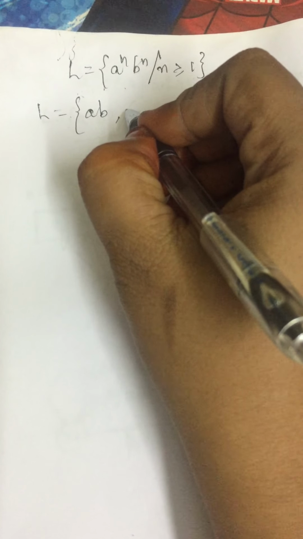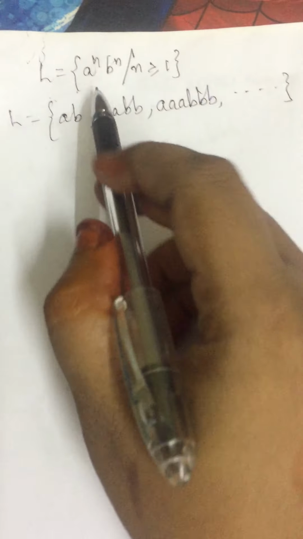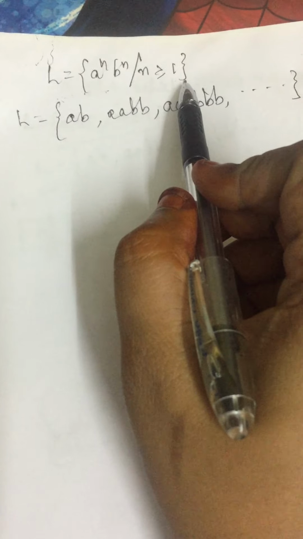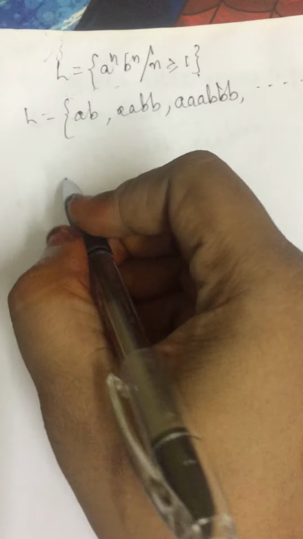If it is 2, then it is AA, double B. If it is 3, triple A, triple B. In this manner, we have n number of strings which can be formed by the given language. Now, before designing the PDA, let us see the model of PDA.